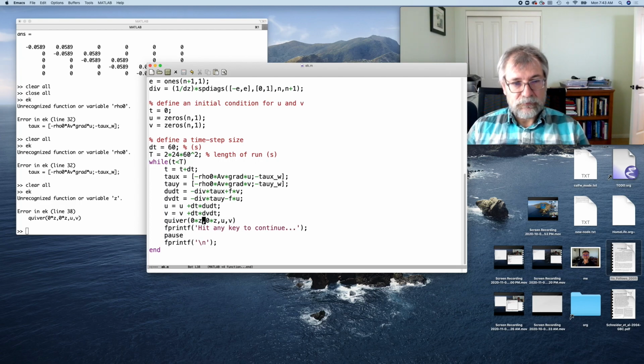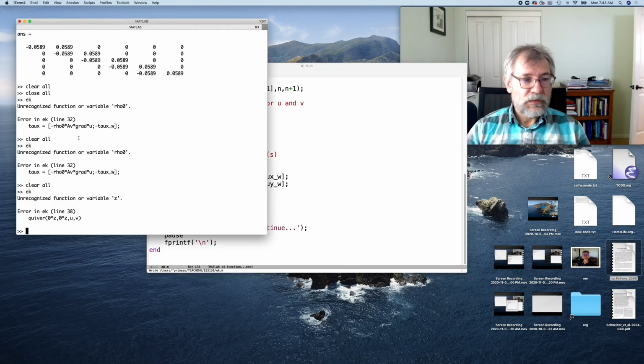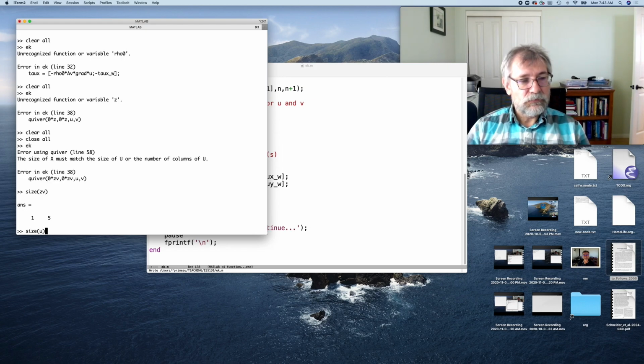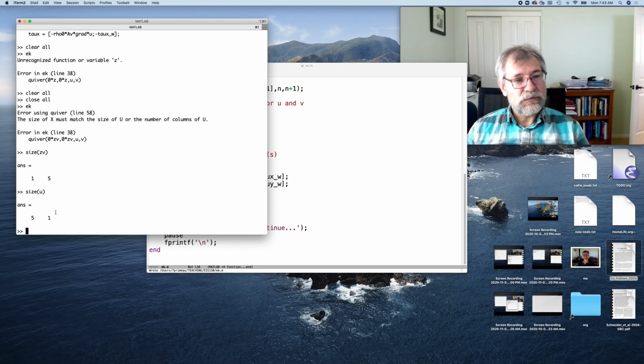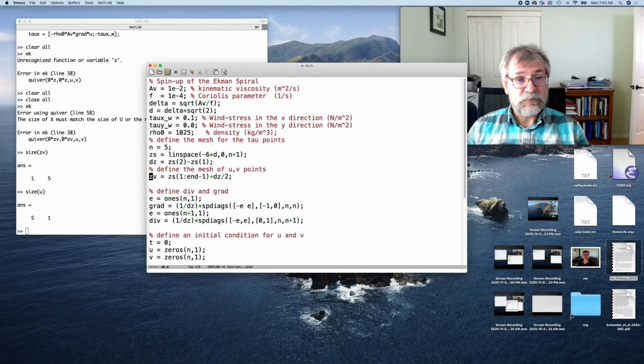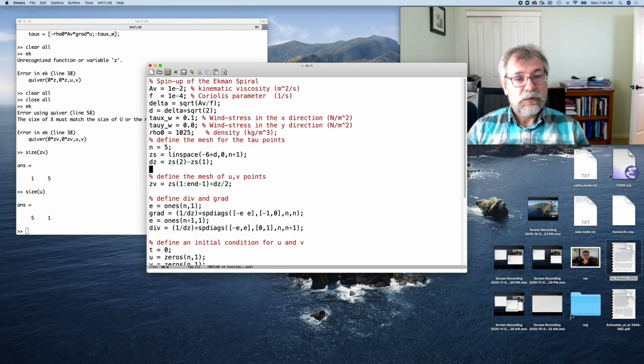So zv. Clear all, close all. The size of x must match. So size of zv, size of u. Okay, so the z's are defined as rows and the u's and v's are defined as columns. MATLAB is finicky about that. So maybe I can go back up here and redefine this to be a column. Zs is equal to zs colon, to convert zs from a row vector to a column vector. If I do that, then zv will be a column and everything else will follow, I think.